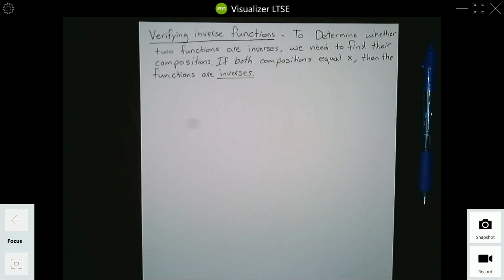For today's lesson, we're going to be looking at verifying inverse functions. So the first thing we want to do for this one, let's define what's going on. To determine whether two functions are inverses of each other, so f of x and g of x, we need to find their compositions. If both of these compositions equal x, then the functions are inverses of each other.